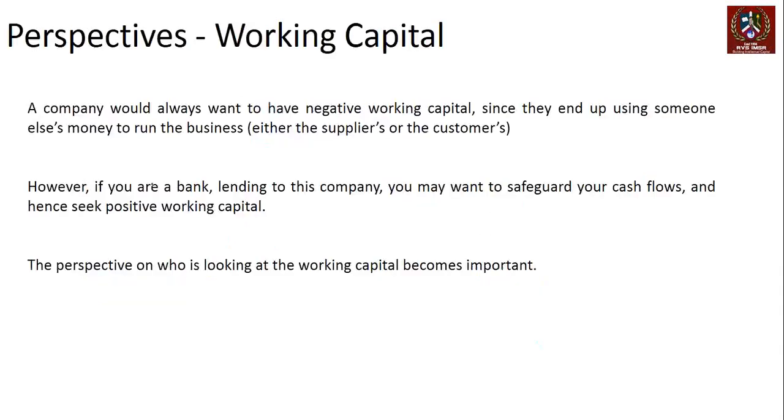So let's understand. A company would always want to have negative working capital, right? That's what the owner of the business would want, since they end up using someone else's money. Who's the someone else? Either the supplier, because you have not paid money to the supplier, so there is a payable outstanding, or the customers, where you may have some sort of an advance taken from the customer. Both of these are current liabilities. A negative working capital scenario would have current liabilities such as payables and customer advances as high.